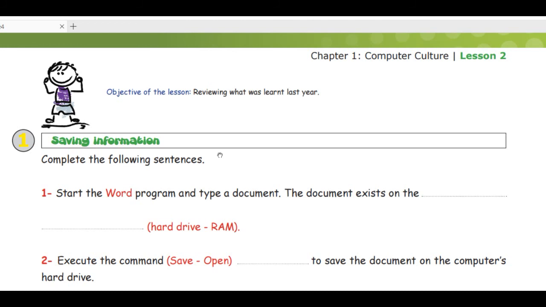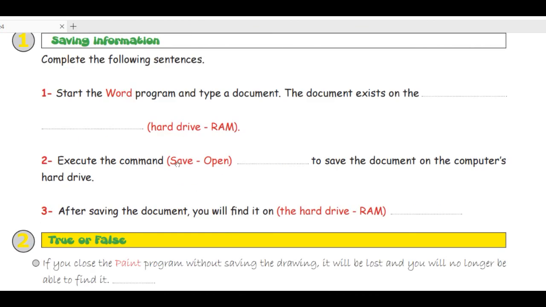Where does the hard disk exist? What does it include? What happens if I turn off the computer? The information will stay or will be deleted. What is the RAM? Same thing for save and open.